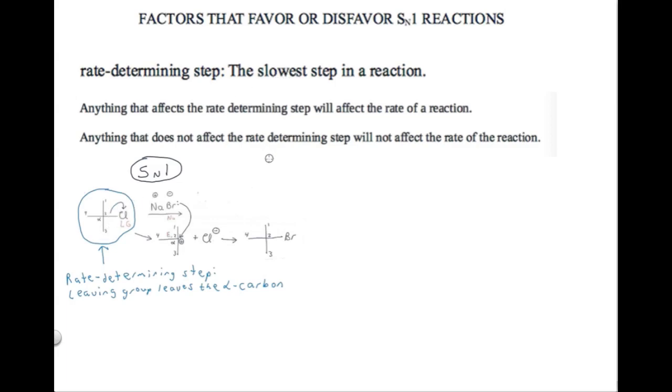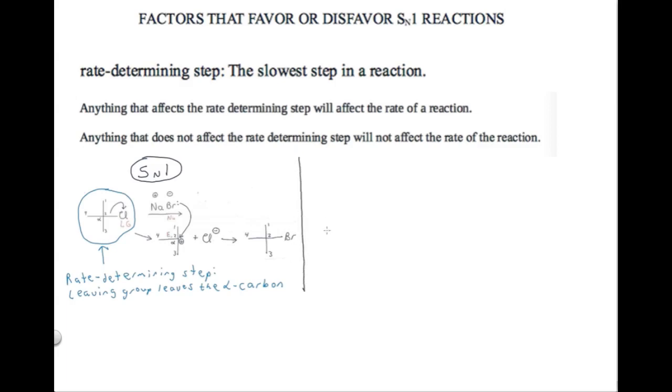Now, why do we care about that? Because anything that affects this first rate-determining step will affect the rate of the SN1 reaction. And also, anything that does not affect this first rate-determining step will not affect the rate of the SN1 reaction. It's really helpful to compare SN1 to SN2. So now would be a good time to review what is the rate-determining step for SN2.